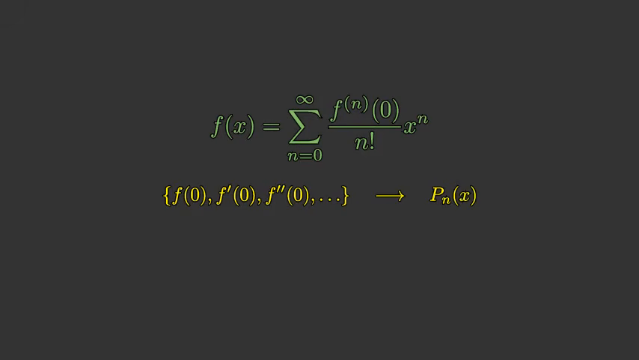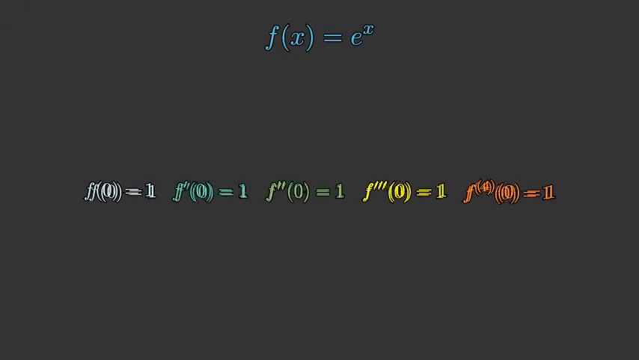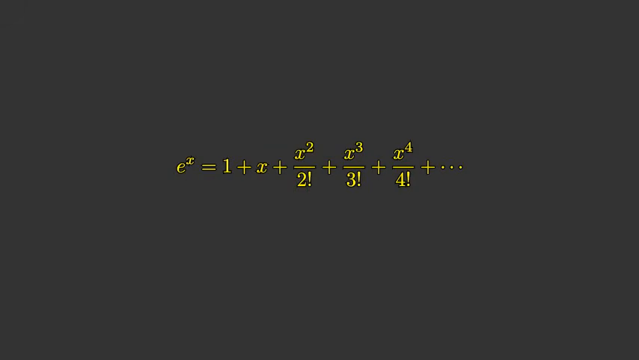Take the function e to the x. This is a perfect first example because every derivative of e to the x is again e to the x. At x equals 0, e to the 0 is 1, so the value is 1. The slope is 1. The curvature information is also 1, and the next derivative information is 1 again. For this function, all the derivative measurements at 0 are equal to 1. Therefore, the Maclaurin series becomes e to the x equals 1 plus x squared over 2 factorial plus x cubed over 3 factorial plus x to the fourth over 4 factorial, and so on.